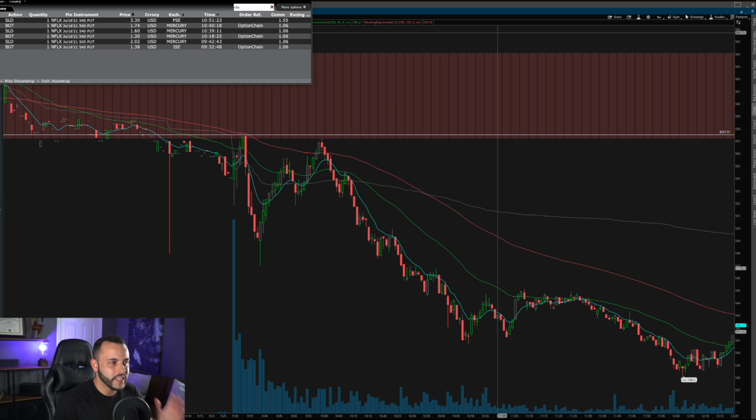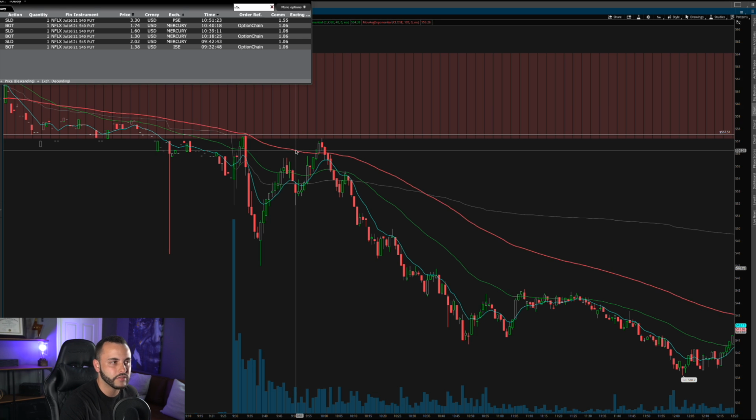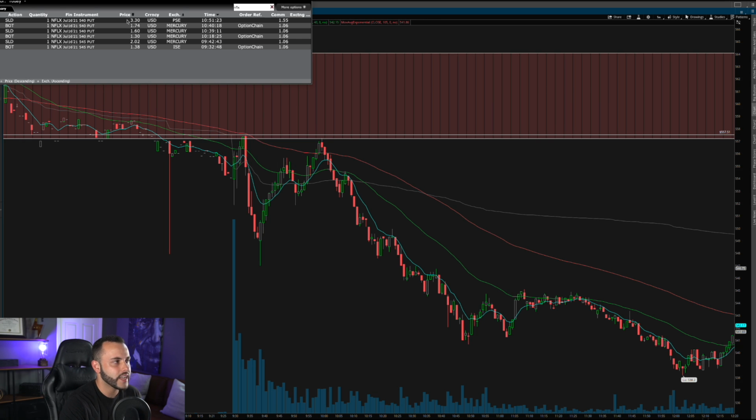All right, guys, so we have the Netflix 1 minute pulled up. We got the 9 EMA on here, the 40 EMA, the 105 EMA. The 9 is the blue, the 40 is the green, and the red is the 105. And then the gray line you see is my VWAP. Top left, you're going to see 3 trades that I took today on Netflix puts. The biggest one was the last one, which was about an 80% win. So a nice trade there.